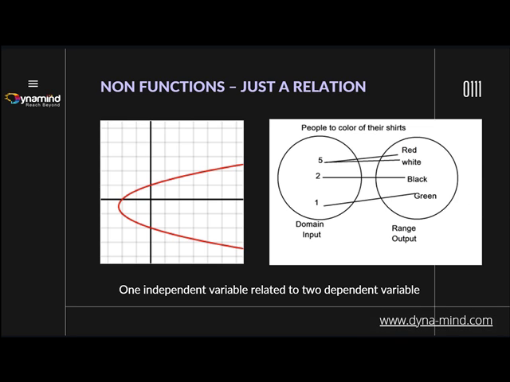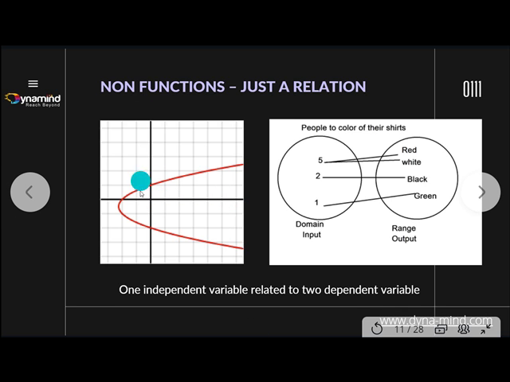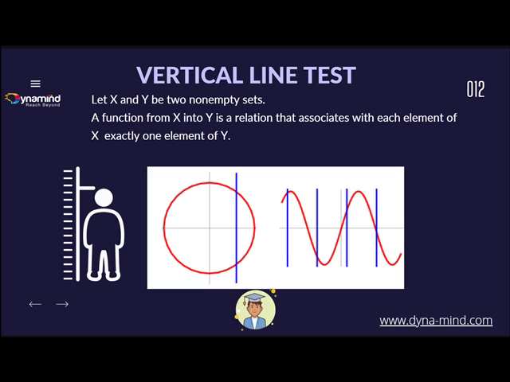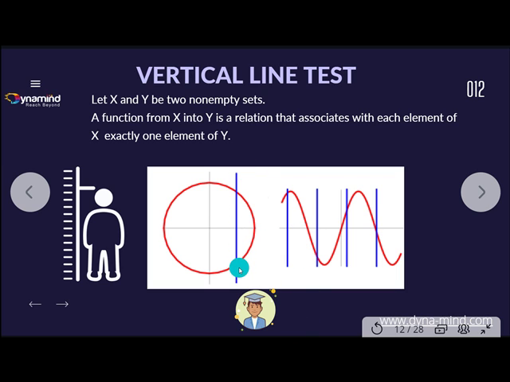In this context, what you see on your screen are both not functions. On x-axis you have independent variable, y-axis you have dependent, and for every x you see two y, top and bottom in this graph. Similarly on the right side, if you see 1, it is corresponding to green, but 5 corresponds to 2, red and white. So this therefore cannot be called a function. In the language of mathematics, this is also sometimes called the vertical line test. If you draw a vertical line on the graph, if it cuts at 2 points, it's not a function.